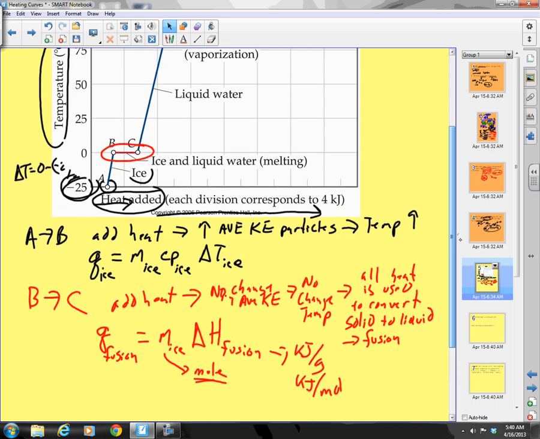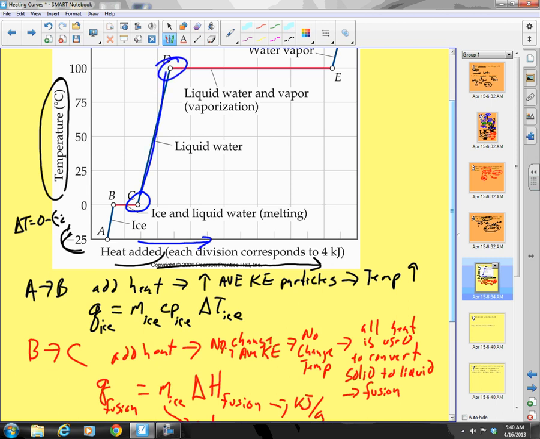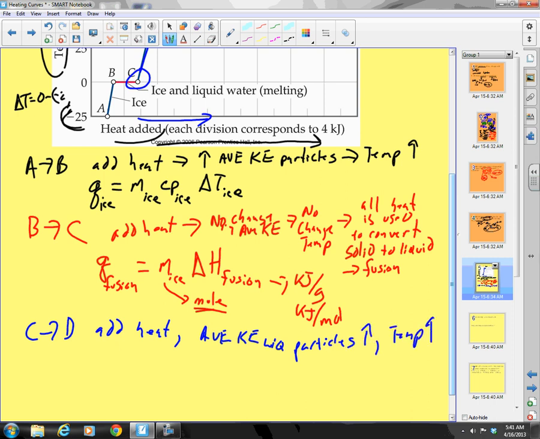Good. Let's take a look now. What's happening from C to D? I start here and continue to add heat. What happens? My temperature increases. As I add heat, what happens? The average kinetic energy of what? Now they're liquid, right? Of my liquid particles increases, and the temp thus increases, right?